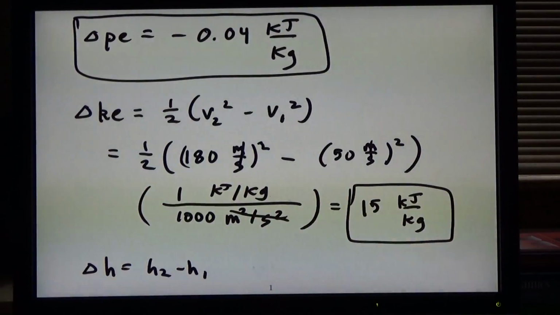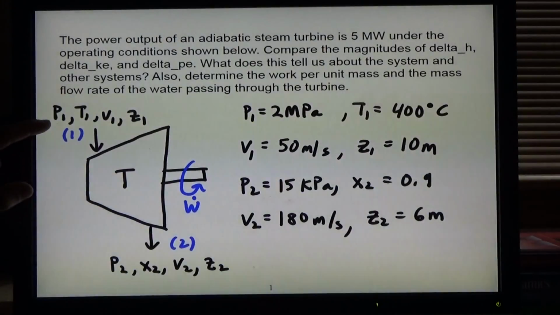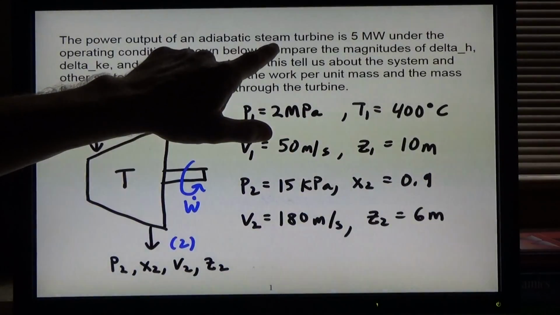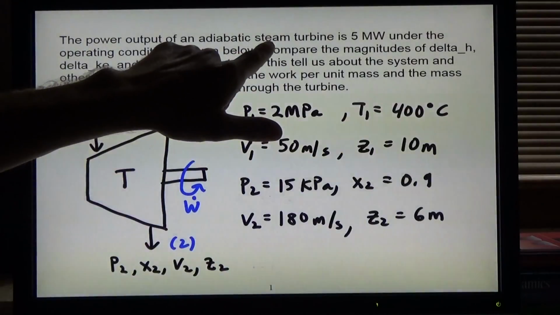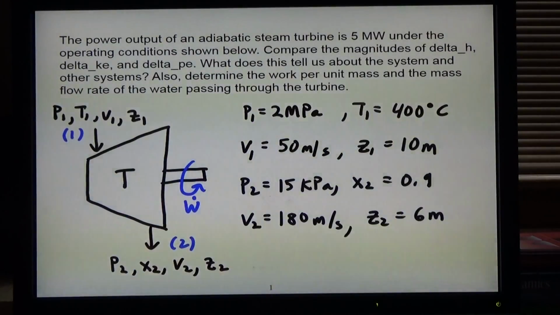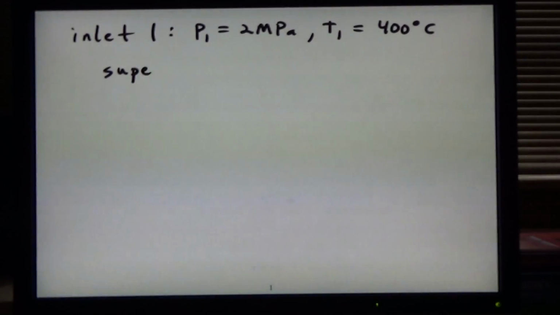If we look at our properties at inlet number 1, the intensive properties are pressure and temperature. Also, we know that at the inlet we have steam because it says this is an adiabatic steam turbine. So we have pressure 1 equal to 2 megapascal, temperature 1 equal to 400 degrees Celsius, and we know already that it's superheated.